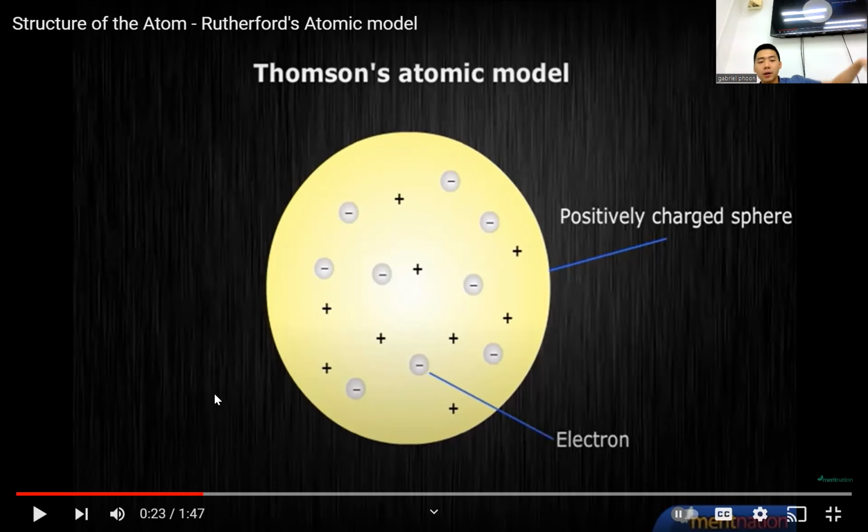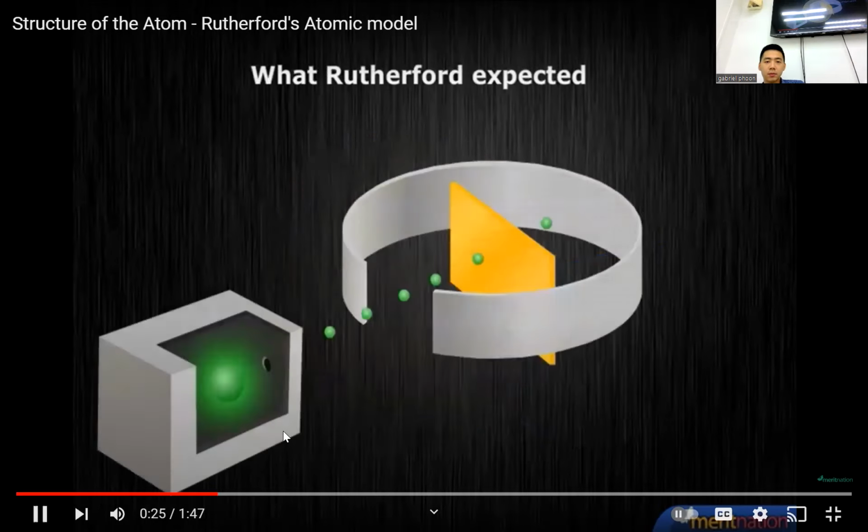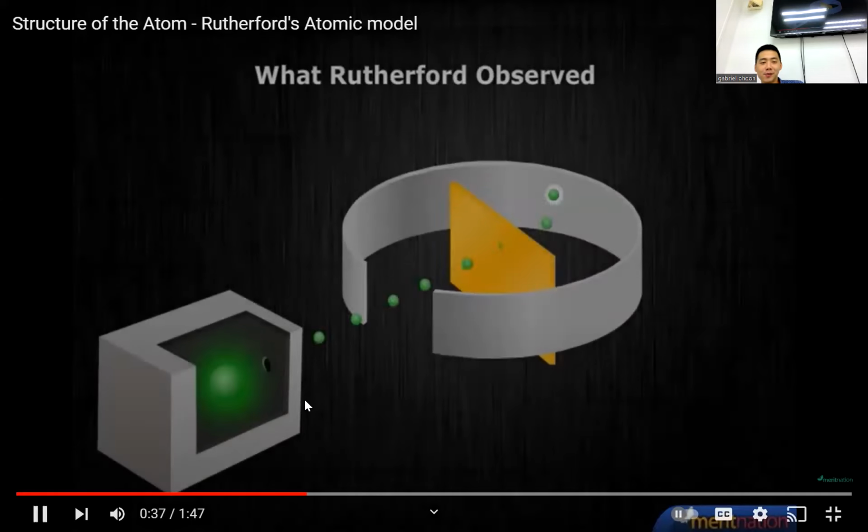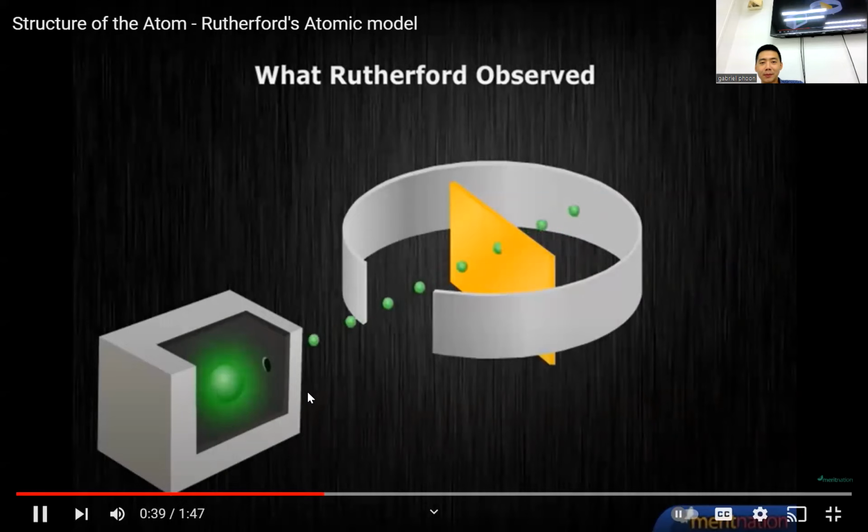Which is obviously wrong. So, Rutherford expected that almost all the alpha particles will pass straight and only small deflections will be observed if there would be any. However, Rutherford got totally contrasting results. From his experiment, he made the following observations.